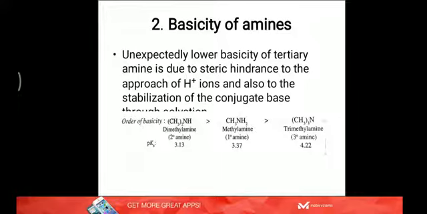So it is difficult for nitrogen to donate its lone pair, because to donate the lone pair, the H plus, the acid has to come and accept. So the approach of H plus is hindered sterically, which reduces the basicity of tertiary amine.